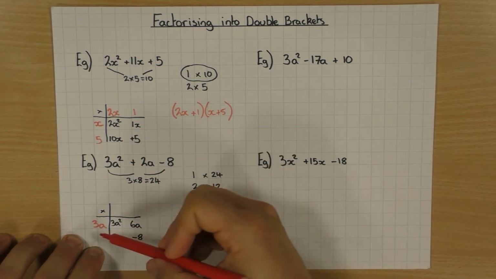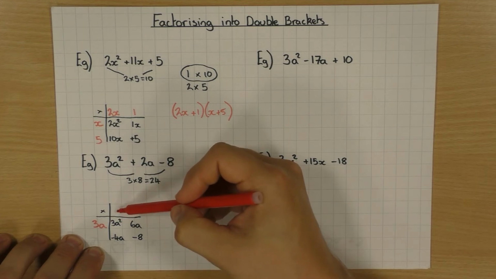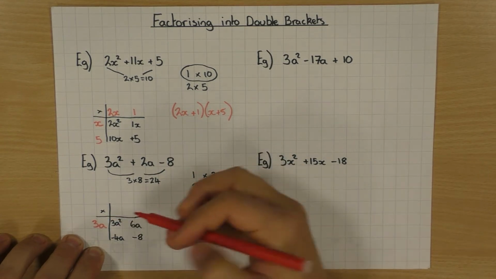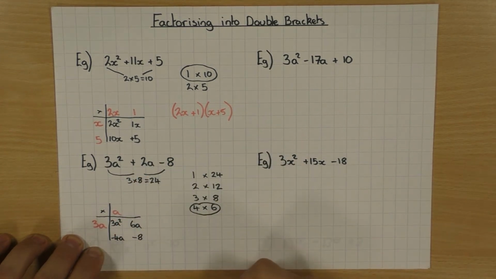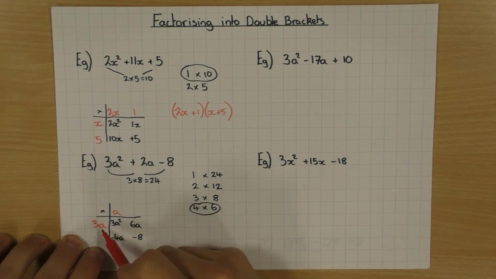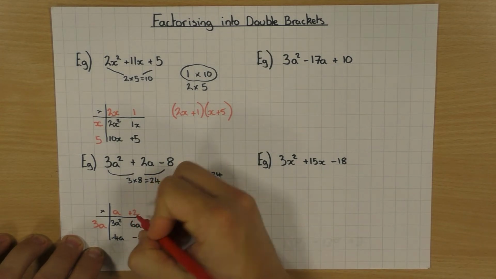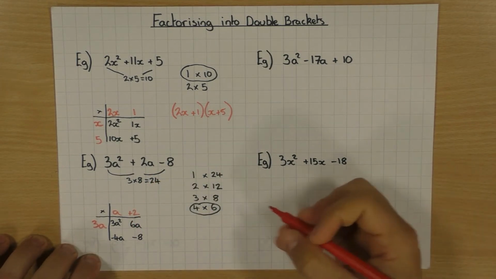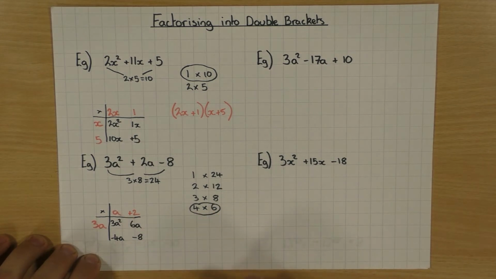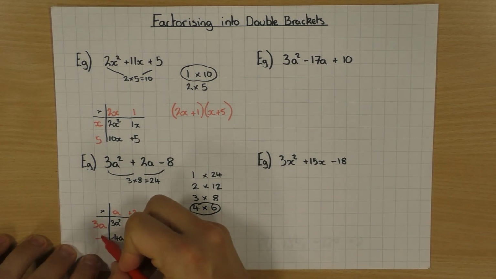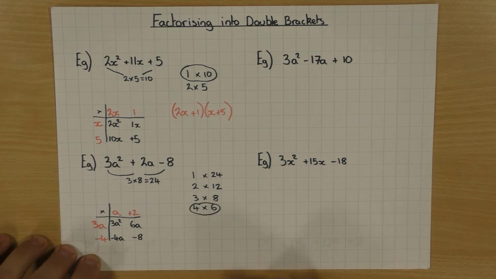And again, we just then have a little think. What do I times 3a by to get 3a squared? Well, it's got to be an a, so 3 is obviously the 3, and then a times a is the a squared. 3a times what is 6a? Well, that's got to be 2, so I'll put plus 2 just to say it's positive. And then a times what is minus 4a? Well, that's just minus 4. Minus 4 times a is minus 4a.